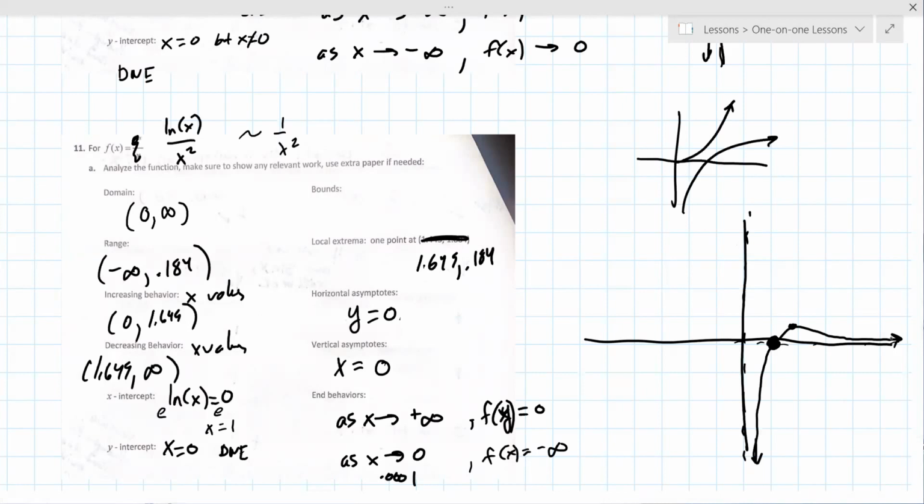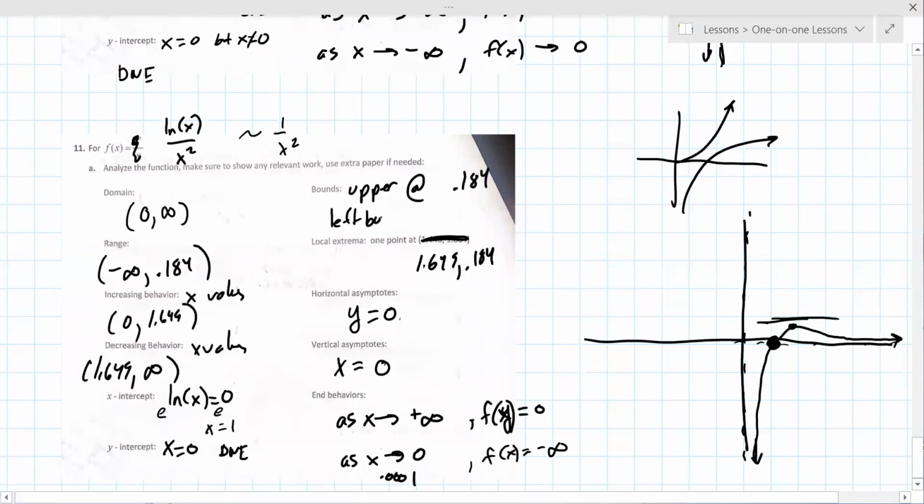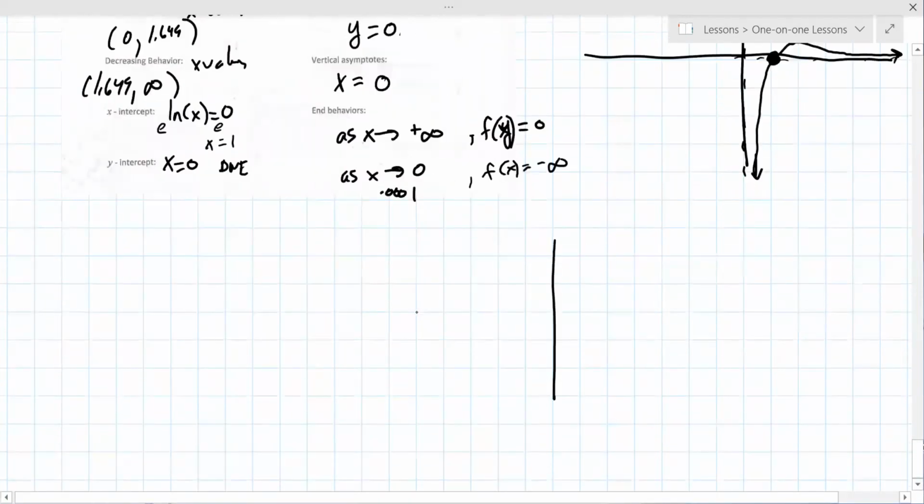Now bounds, this one actually has an upper bound, upper at 0.184. Oh, okay. See, that kind of bounds it there. But is there such a thing as like a left bound because of the vertical asymptote? I guess, yeah. I don't really know what your instructor means here, but you can say left bound at x equals 0. It's negative infinity. I think she just wanted upper and lower. Okay. So there's graphs though, there's graphs that do this where they go.